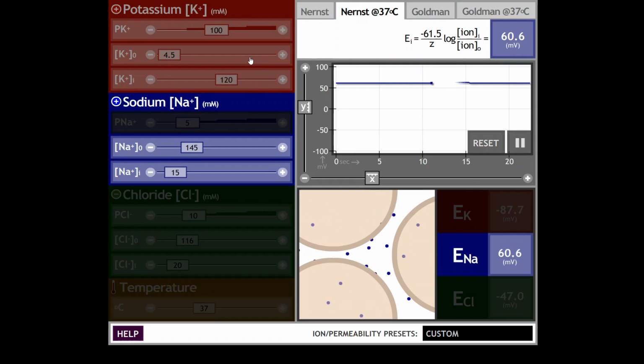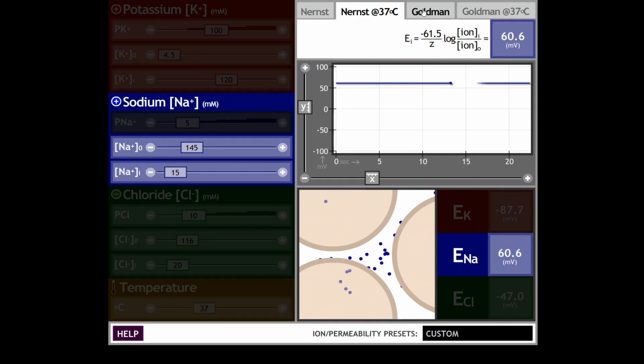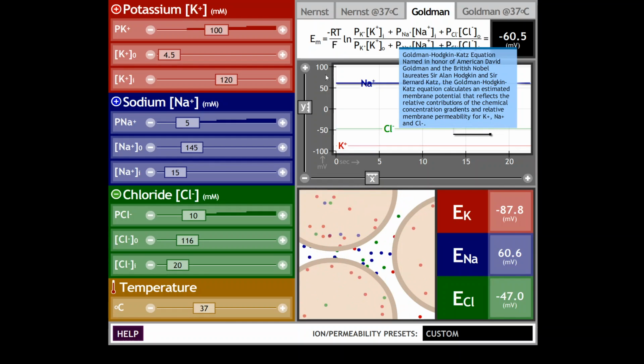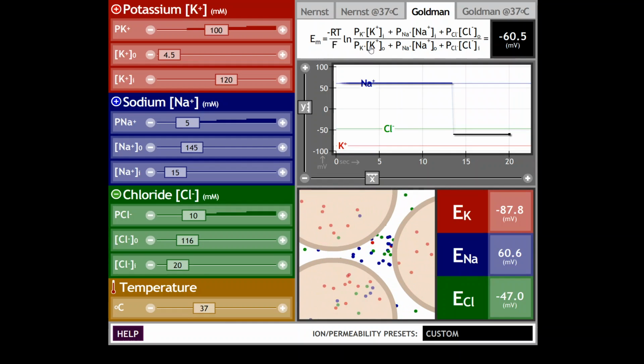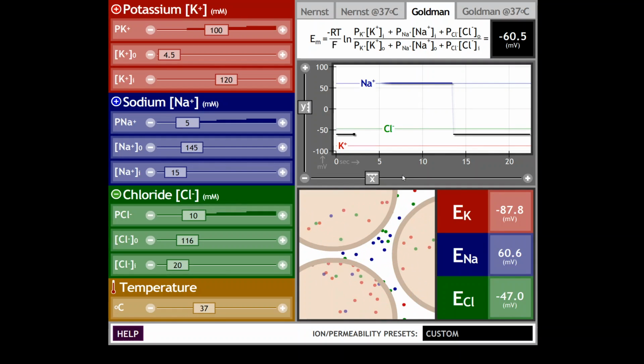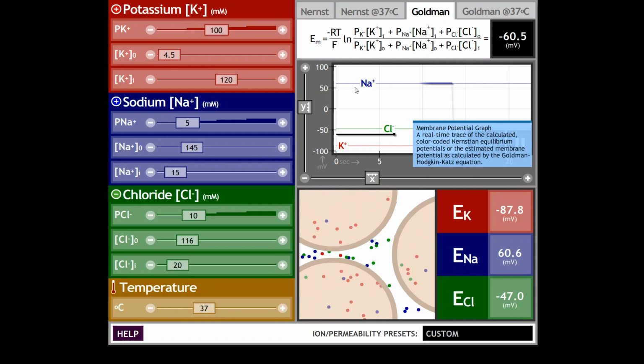But if you want to see what the effect is of multiple ions, you click this tab here for Goldman, and now you're simulating the Goldman equation, which includes the concentration gradients of all three of these ions, but then it also includes their permeability. So now you see the equilibrium potential for all three ions. This here is the equilibrium potential for sodium. Here it is for chloride.